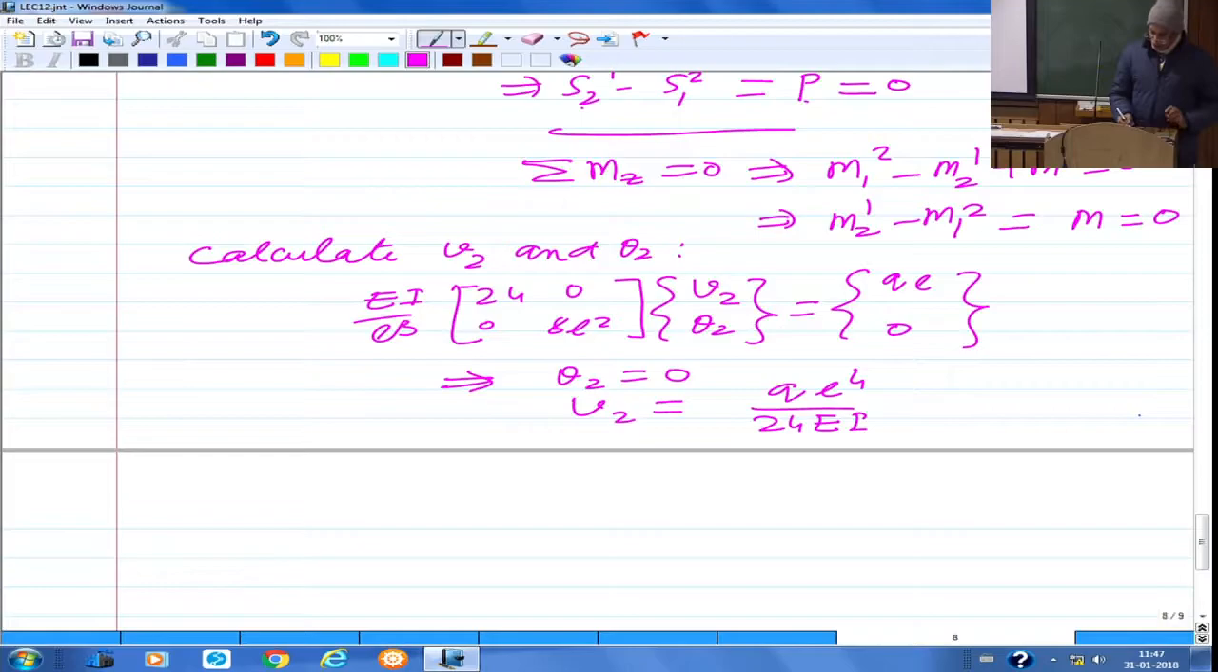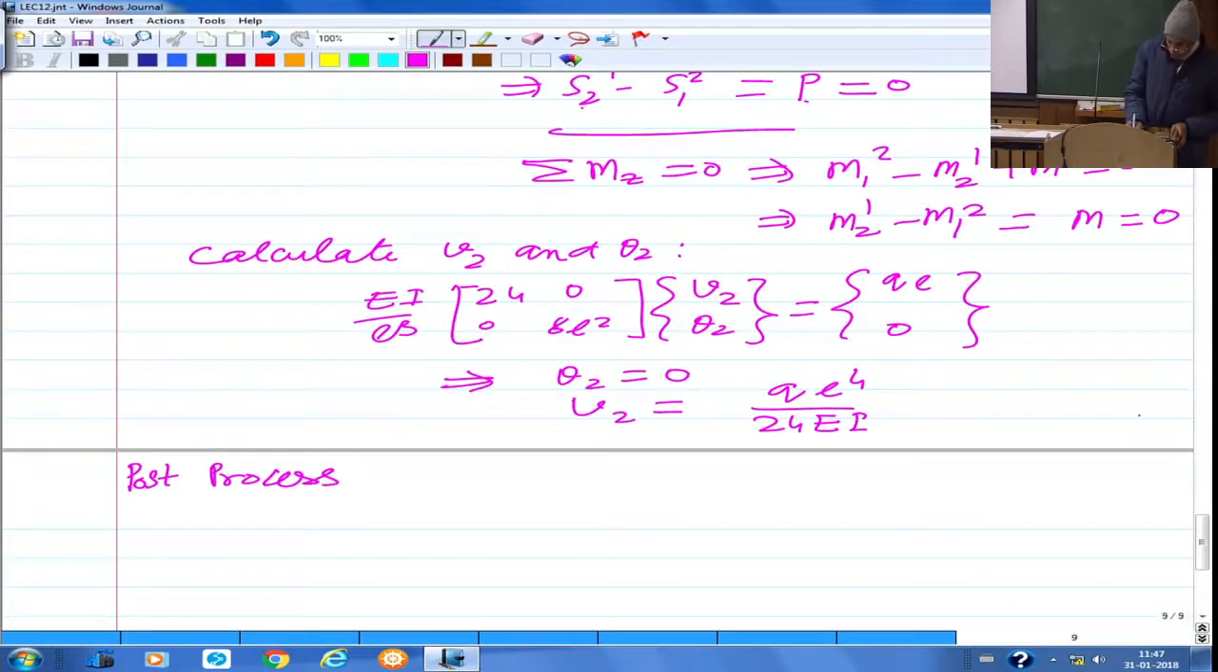Then comes the post processing. If you want to do some calculation within the first element, if you want to calculate the strain and then stress or displacement at any other point, you can do the post processing. So is this clear? So far are the things okay?